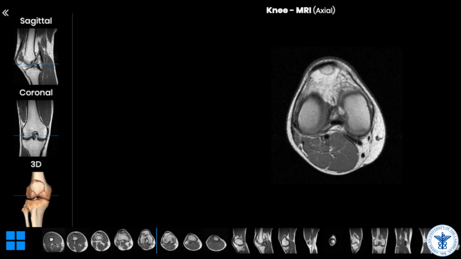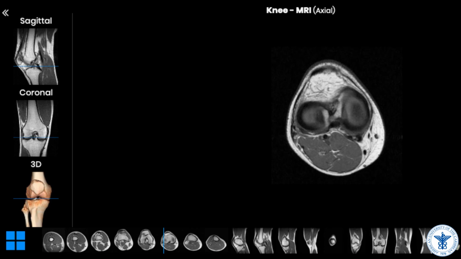And at the next image here we can see all the intrinsic structures of the knee joint. Beautiful medial and lateral menisci. Each one has the anterior horn, the posterior horn, and you can see the transverse ligament of the knee which connects the anterior horns.